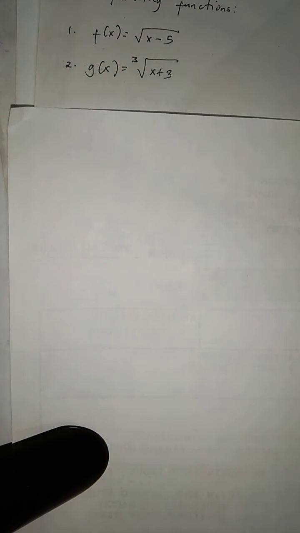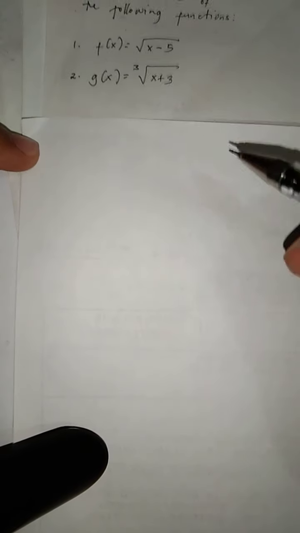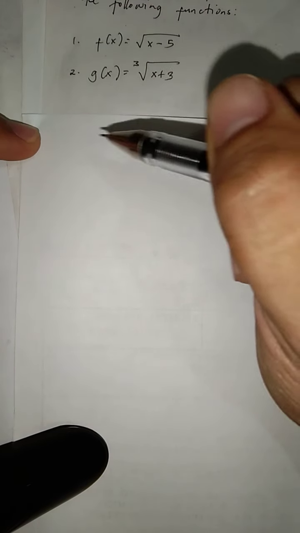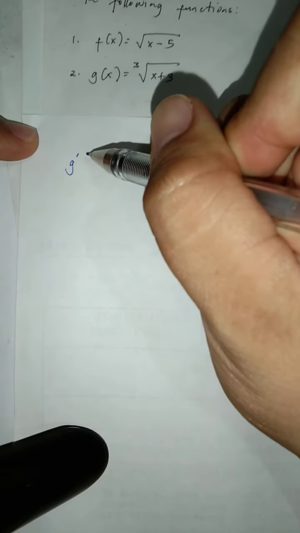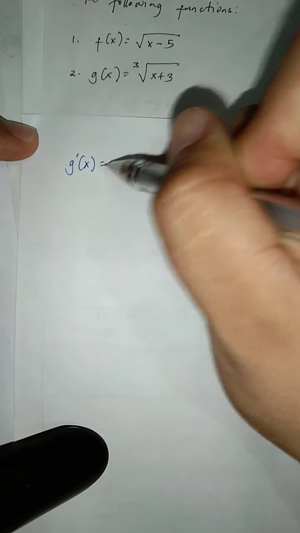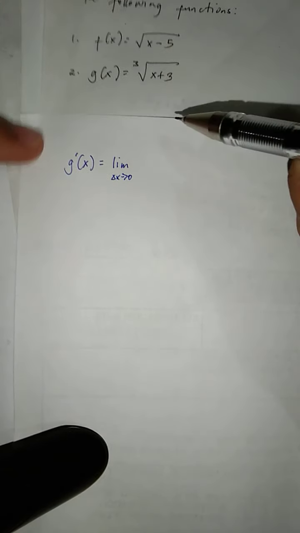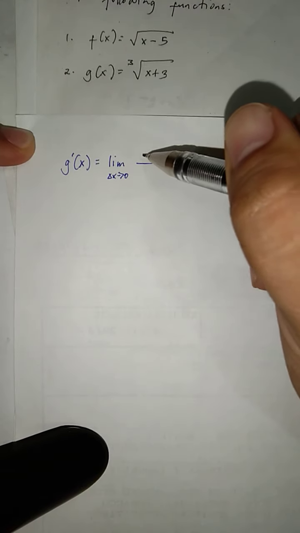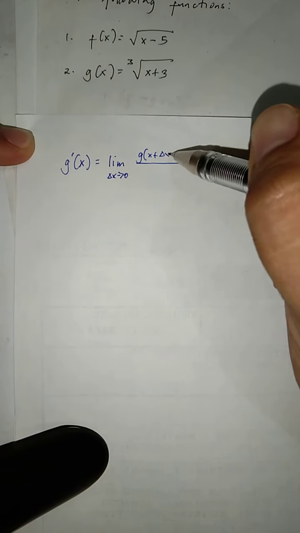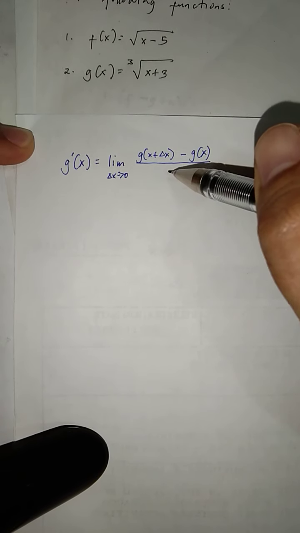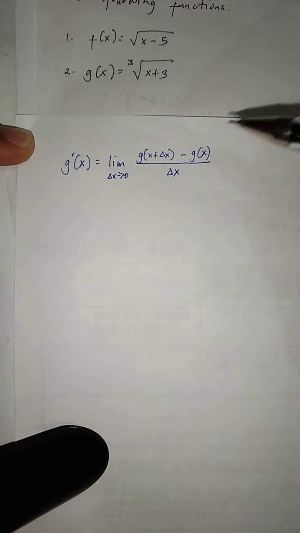Okay, so for the continuation, we have here g of x equals cube root of x plus 3. Then, just like in the first example, we will start off with the definition of the derivative. So you have your limit as delta x approaches 0 of g of x plus delta x. I'm using g because the name of the function is g of x, minus g of x, all over delta x.